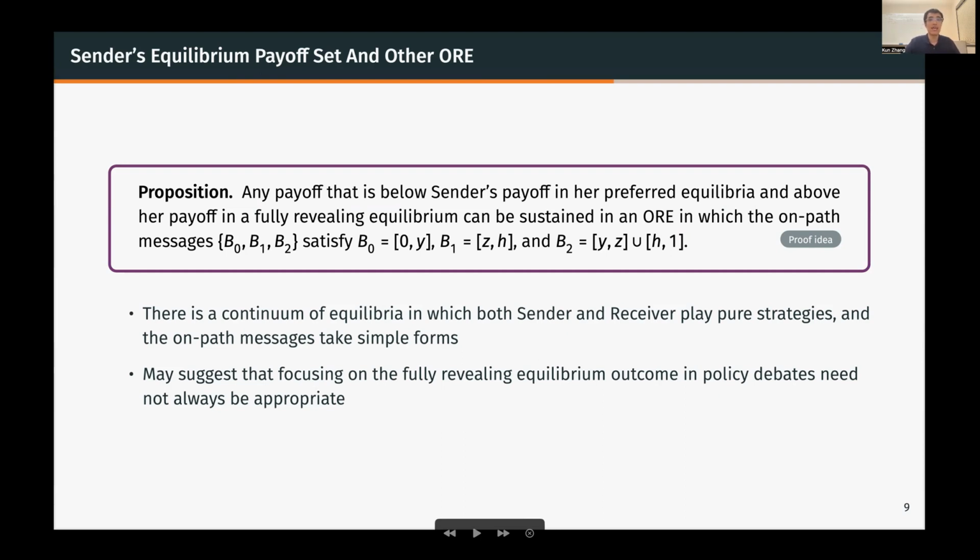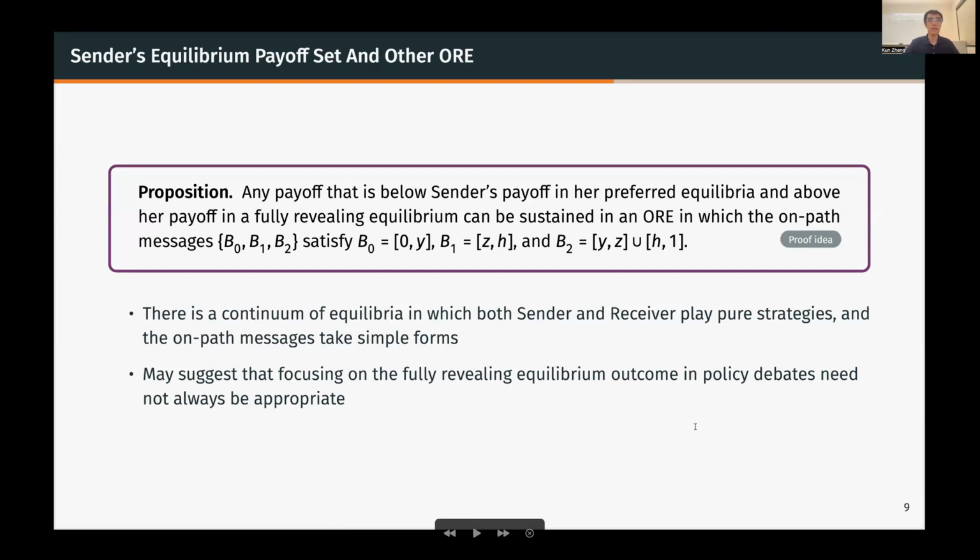This result shows that there is a continuum of equilibria with distinct payoffs in which both sender and receiver play pure strategies, and the on-path messages take simple forms. This may suggest that in policy debates, focusing on the fully revealing equilibrium outcome need not always be appropriate.